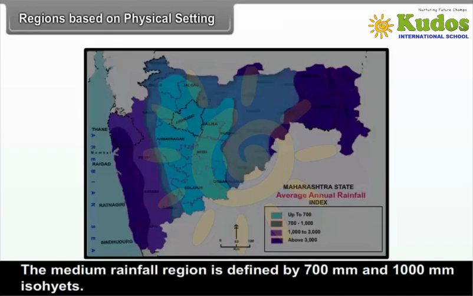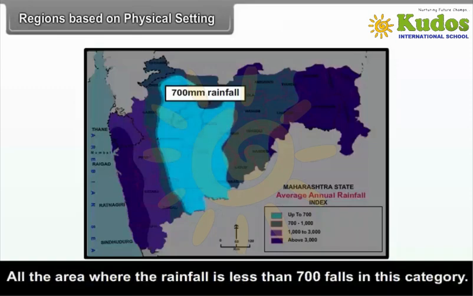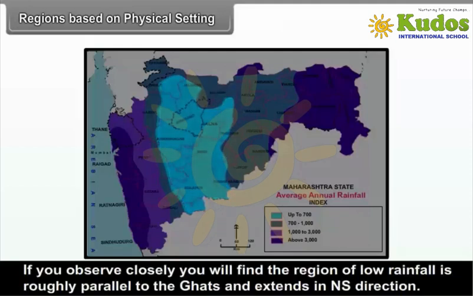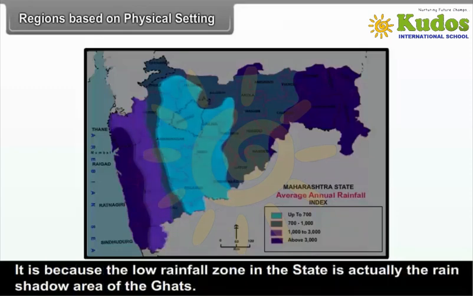The medium rainfall region is defined by 700 mm and 1000 mm isohyets. The region of low rainfall is defined by the isohyet of 700 mm. All the area where the rainfall is less than 700 mm falls in this category. If you observe closely, you will find the region of low rainfall is roughly parallel to the Ghats and extends in north-south direction. It is because the low rainfall zone in the state is actually the rainfall shadow area of the Ghats.